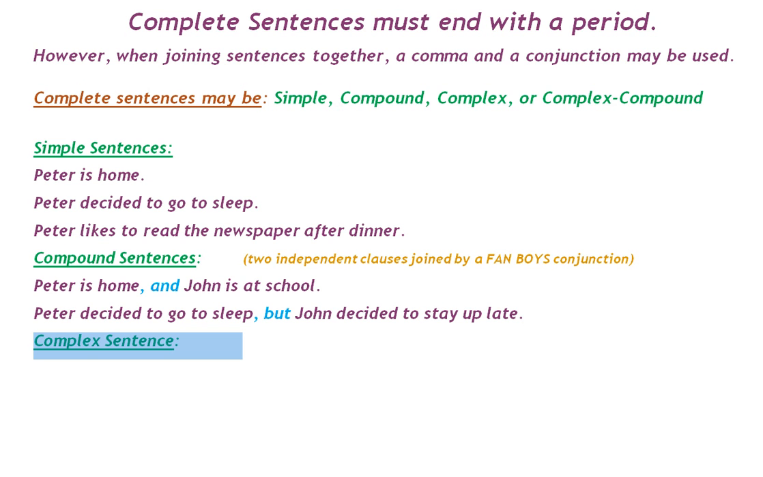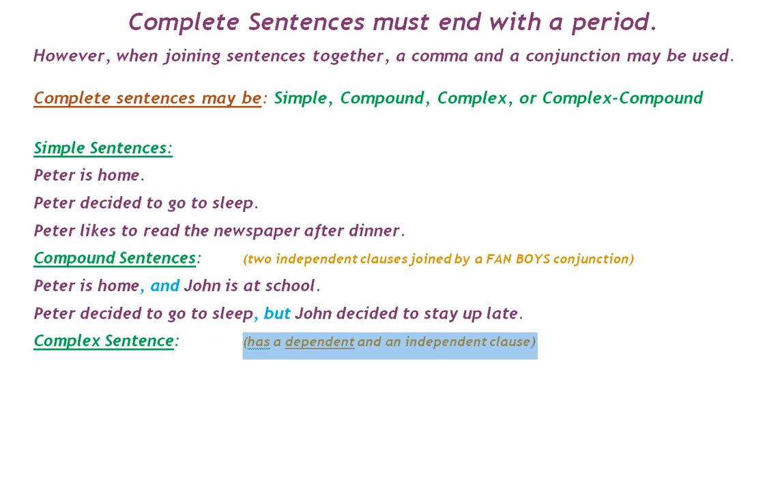Next we have complex sentences. Complex sentences also are two clauses, but in compound, the two clauses are independent. In complex sentences, the clauses, one is going to be dependent and the other one is going to be independent. So the complex sentence has one dependent clause and one independent clause. Let's see some examples.